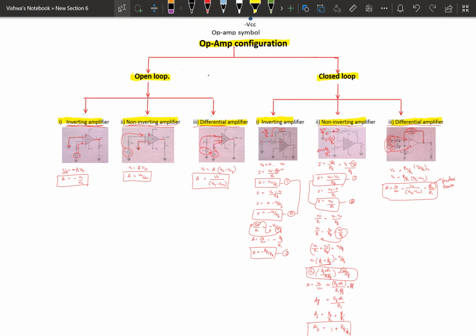We'll stop here. Now take the assignment question: explain the configurations of the amplifier under closed loop and open loop configurations.